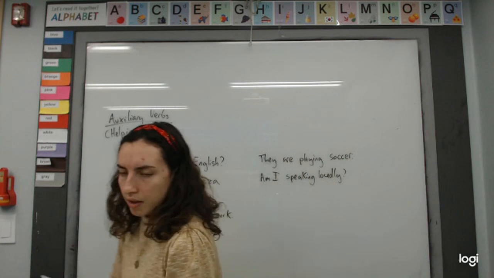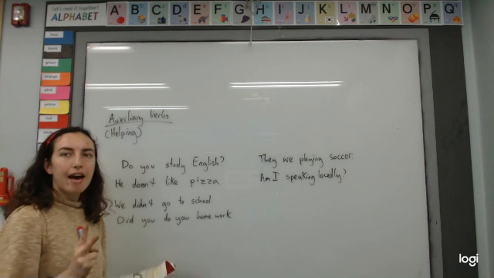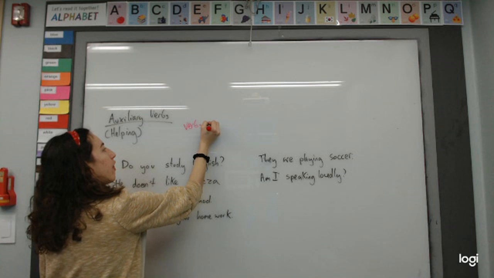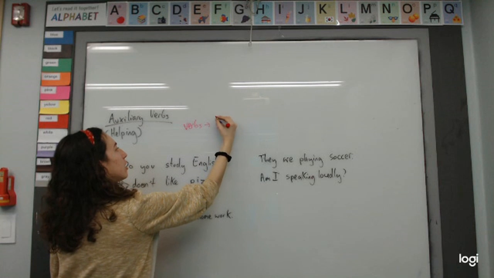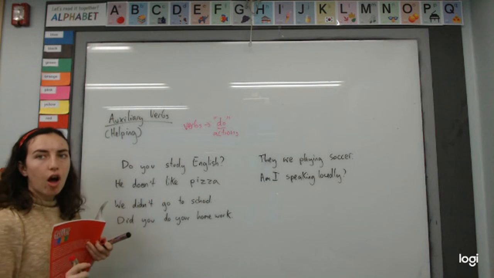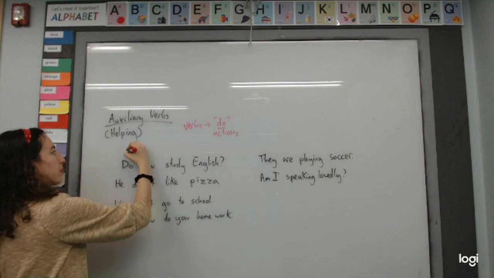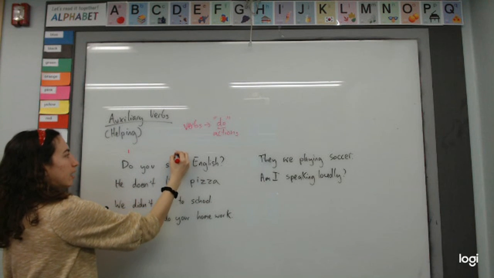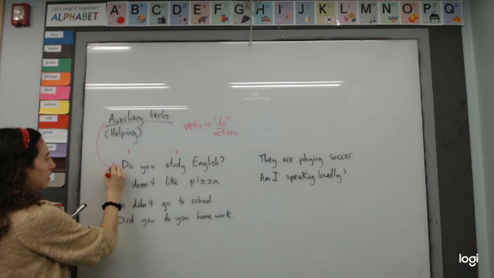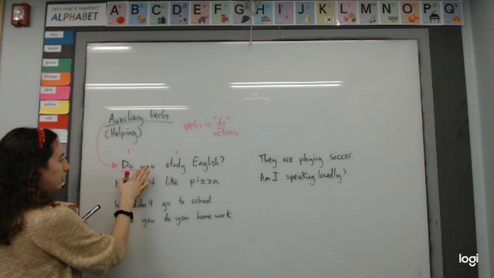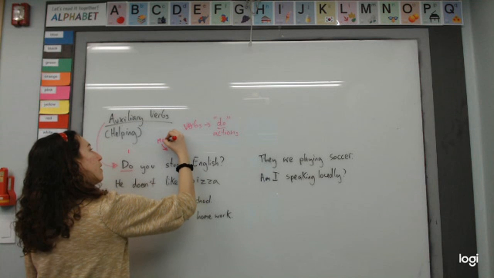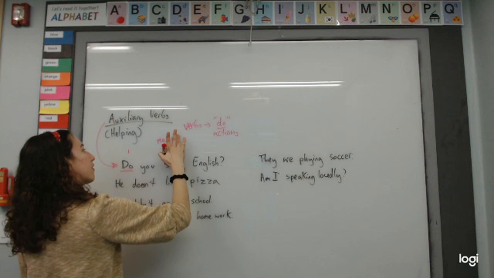Okay. So, in these sentences, we have two verbs. Remember, verbs are things you do. They are actions. So, in these sentences, in questions, all of them we have two verbs. First verb in this sentence is do, and second verb is study. So, in this one, the auxiliary verb is the first verb, do. The second verb is the main verb.